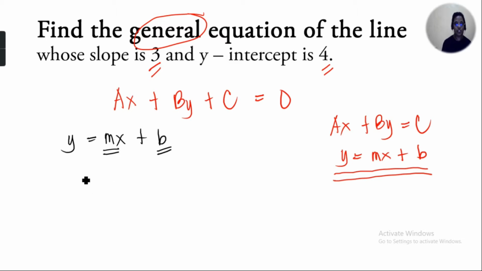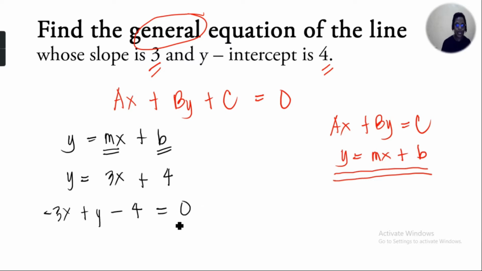In the given condition, we have y is equal to m is 3 and the y-intercept is 4. And we're going to write it in the general equation. So, we are going to write all the terms in the left po. So, magiging negative 3x plus y minus 4 is equal to 0.